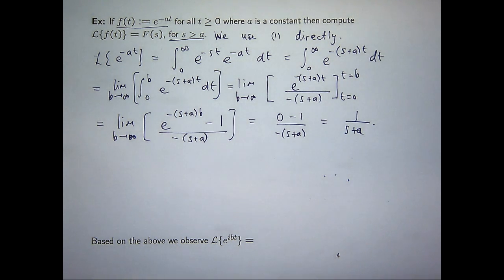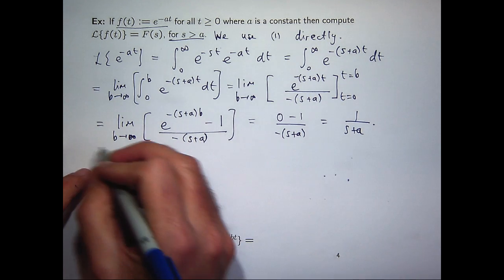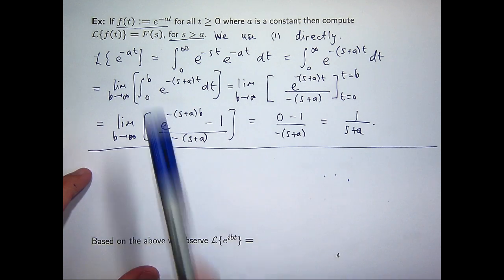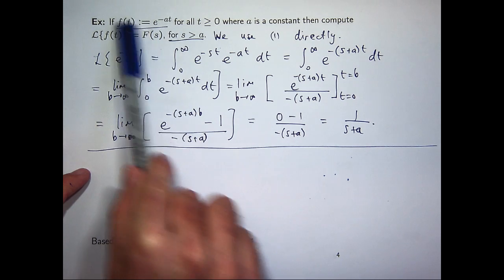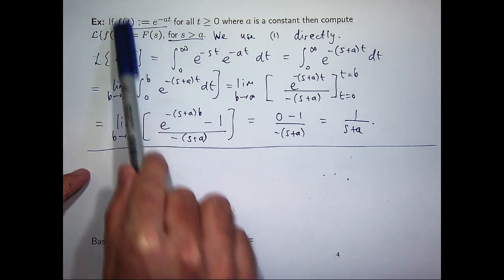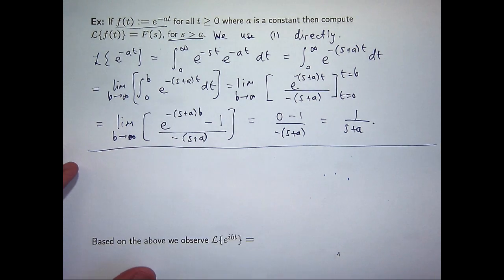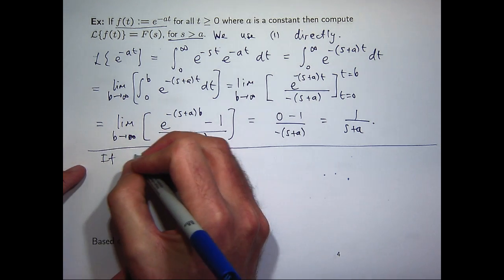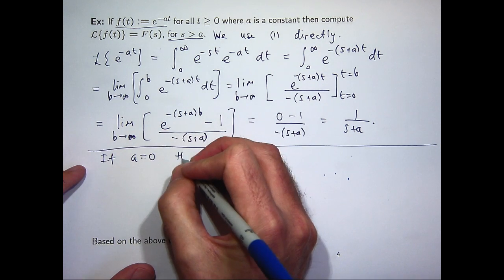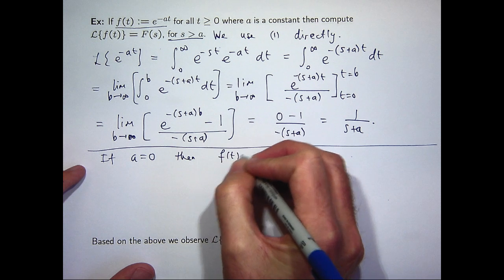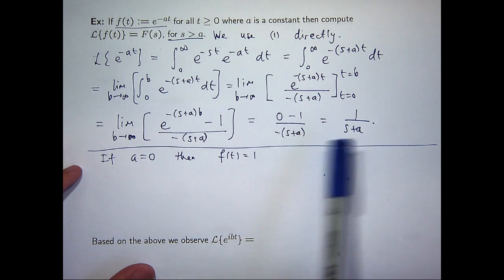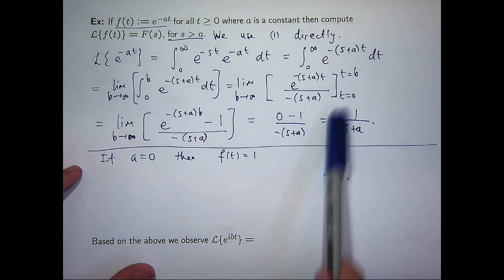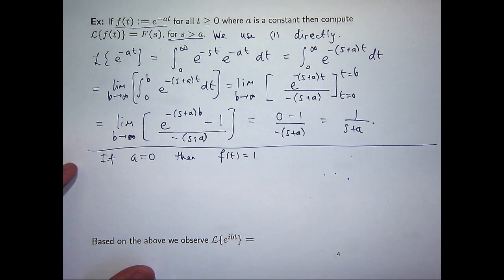All right, well, what can we do with that kind of information? Well, what happens if a equals 0 here? What function do I get? I'll get 1, right? E to 0, just a constant function. So if a equals 0, then f of t equals e to 0, which is 1. So if I replace a with 0 in here, I get the Laplace transform of 1 straight away.